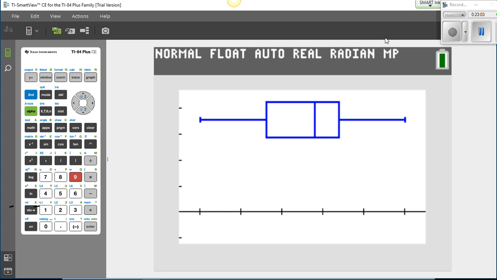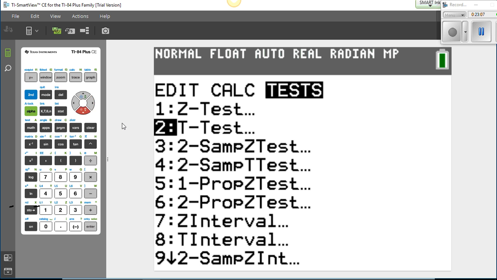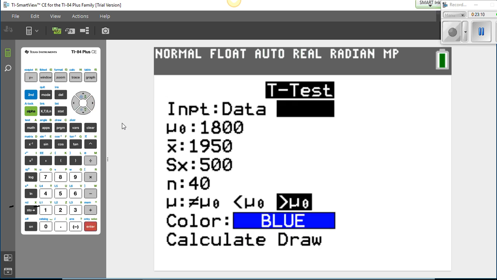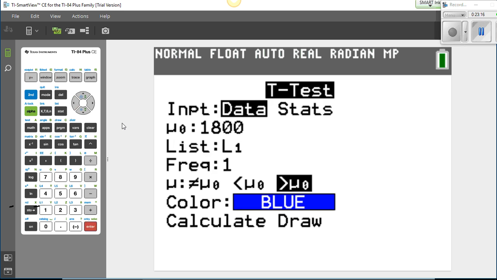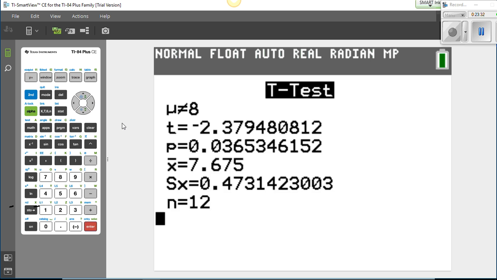All right, switching back over. So we're here, going to stat, going to tests, t-test. Now here, they did not give us the summary statistics. What did they give us? A bunch of data, and we've already typed it in. So we're going to slide over to data, and we're going to change our mu to be what? 8. And then we are in list 1, which is good. We're doing a not equal to test, correct? And then calculate. And then here is your t-score along with your probability value.